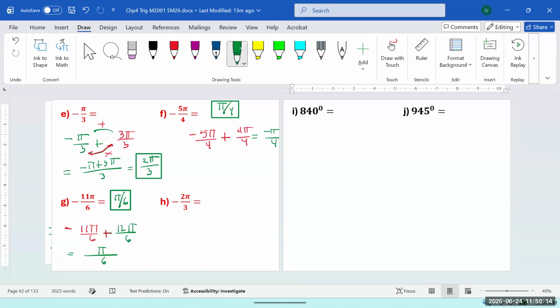Now this one, negative 2/3 pi. So 2 pi is definitely closer to 3 pi, 3 pi over 3. So we have negative 2 pi over 3, and it's closer to 3 pi over 3. So what is our answer? Pi over 3.